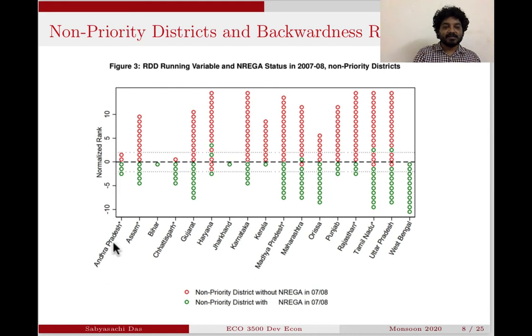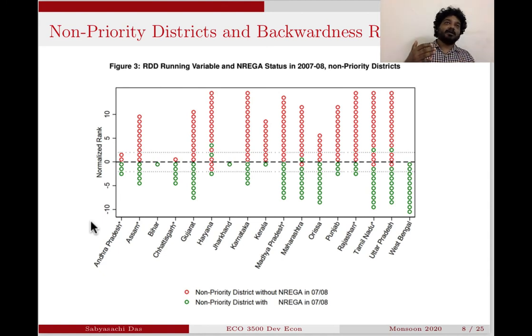So on the vertical axis, now you have this normalized rank. Negative means these are below the cutoff, right? Because you have deducted the cutoff rank from everybody's rank. So if you're below the rank, meaning if you're a worse district than the cutoff district, then you are selected into the program. So these are negative ranks. For all states, it's become uniform now.